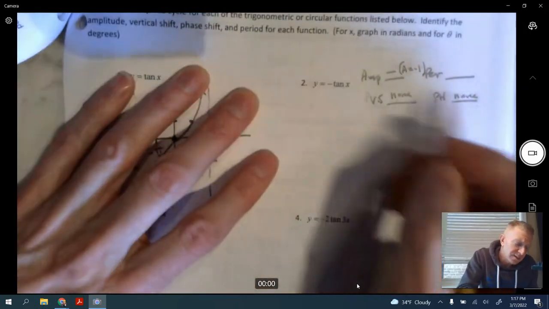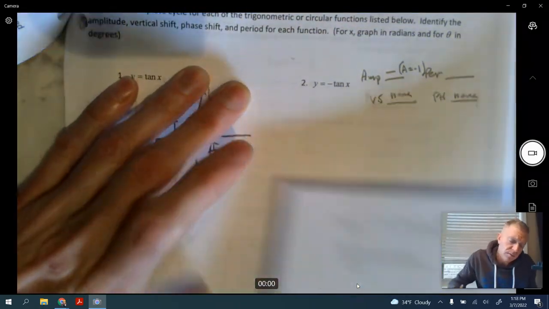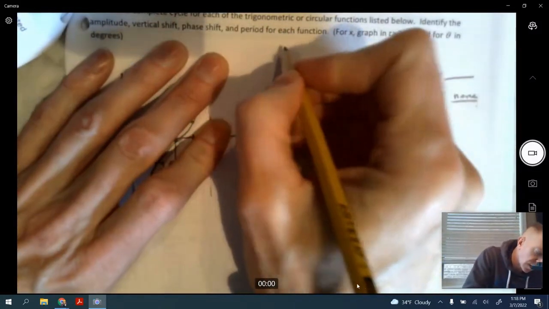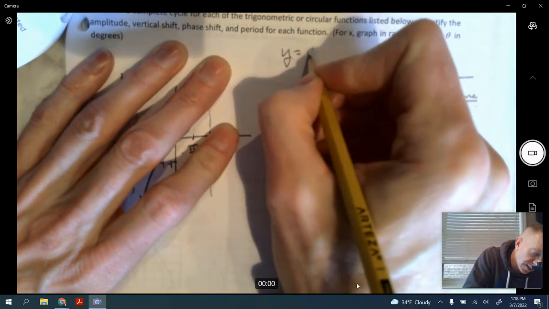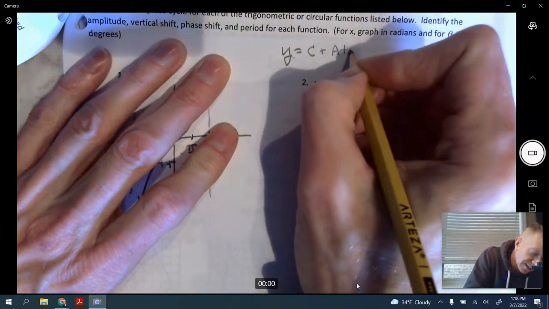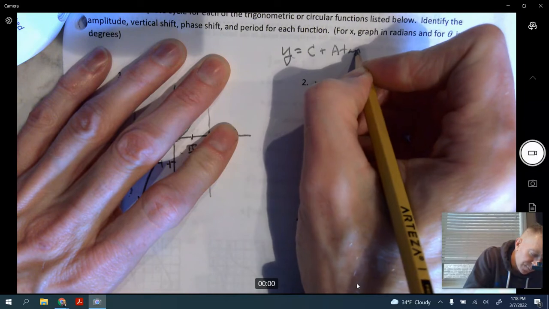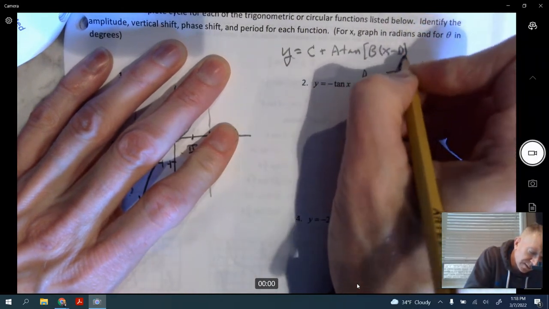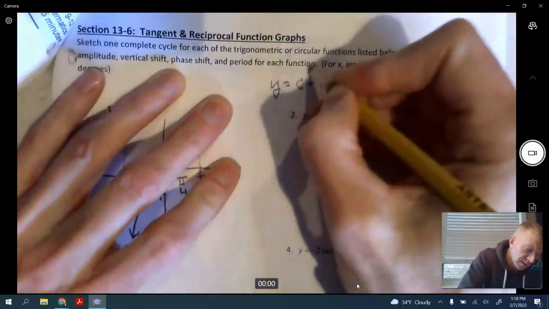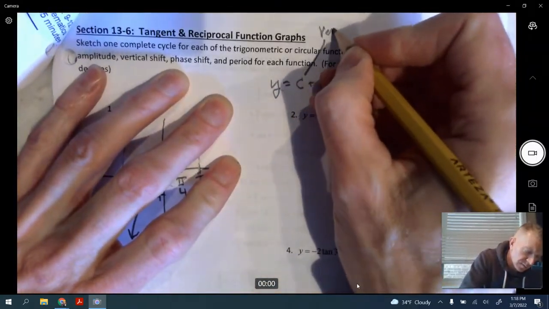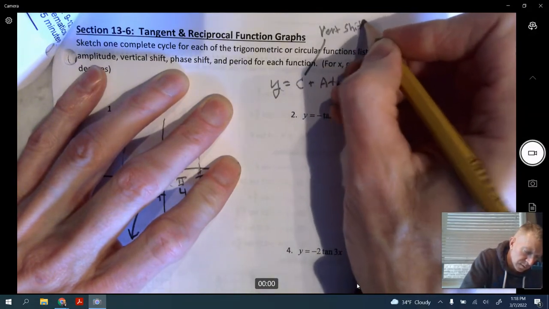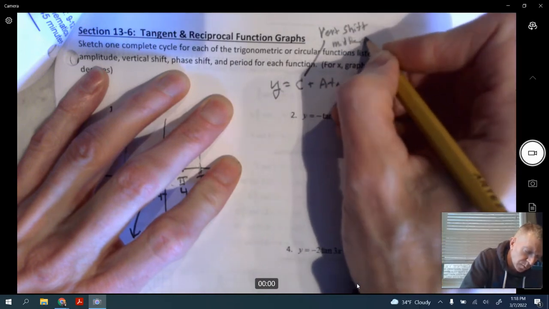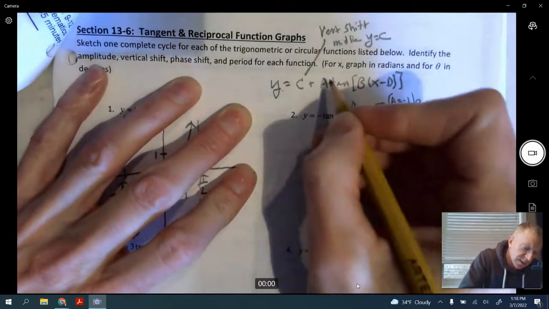The way you're going to see these things, this looks a lot like your general equation for a sine or cosine, but here's what it's going to look like. Your general equation for a tangent is y equals c plus a tangent of b times x minus d. And all these things are the same. This c is your vertical shift, or your midline is y equals c.